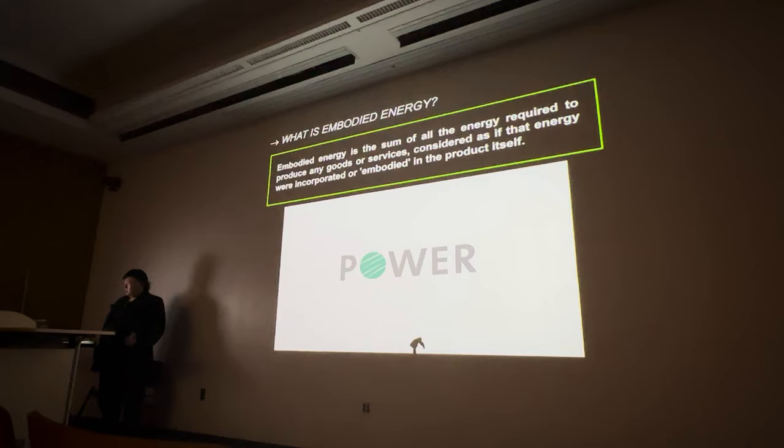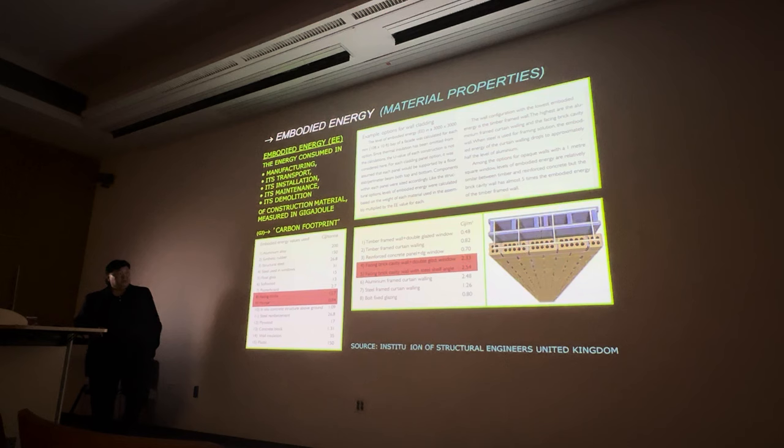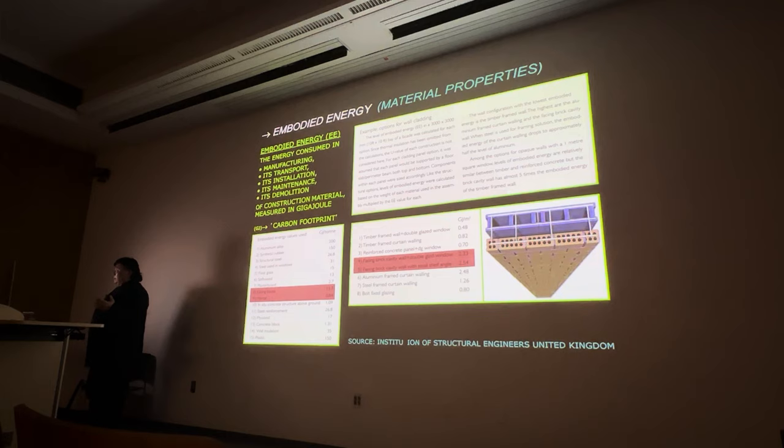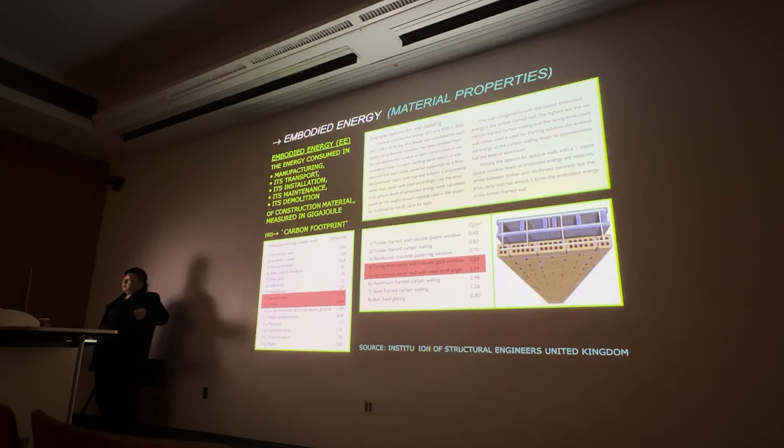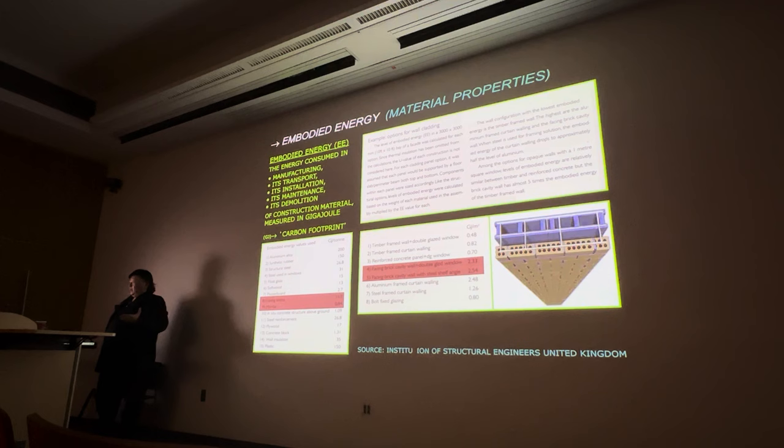Okay, I'll give you some ideas of what embodied energy is. So there are things that we need to consider in embodied energy, called EE: the consumer, manufacturing, transportation, installation, maintenance, and demolition. They give a number called GJ, like carbon footprints.